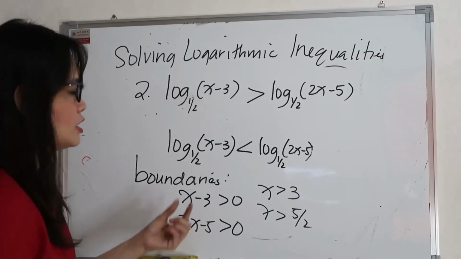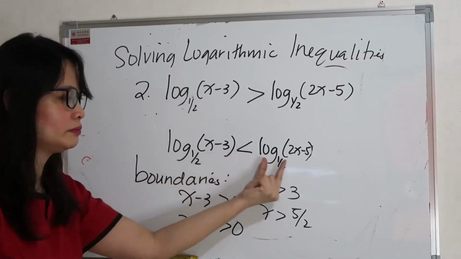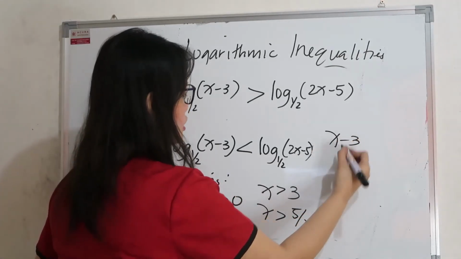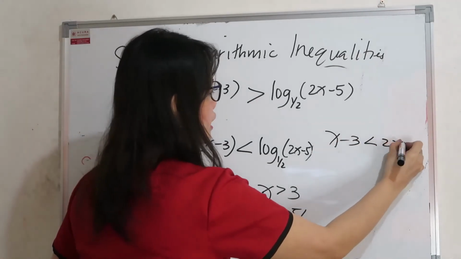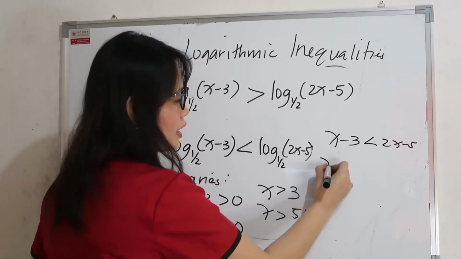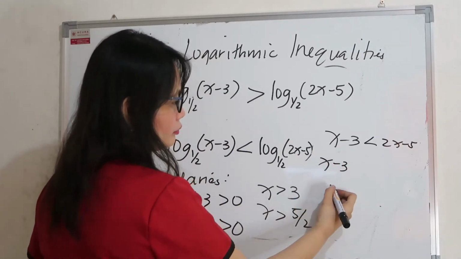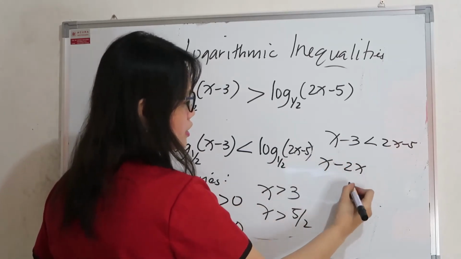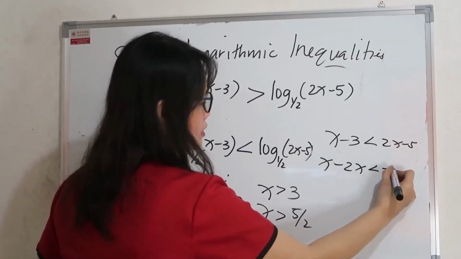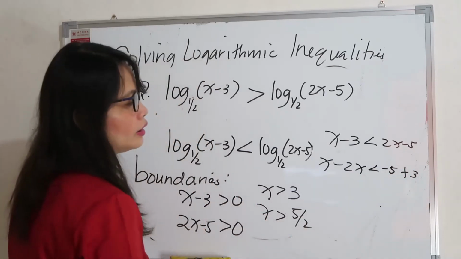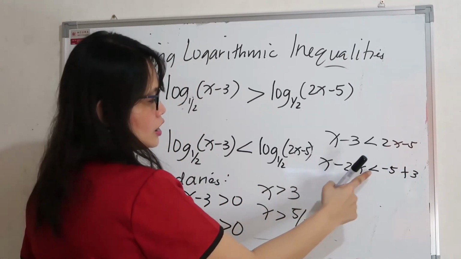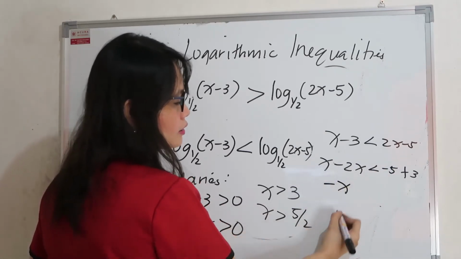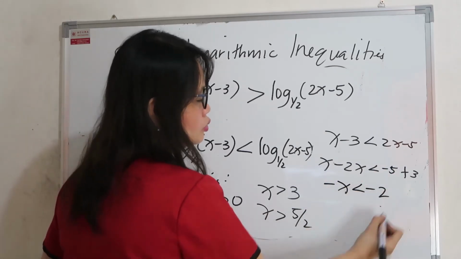Now, what's next? Since they have the same base, you can now perform the inequality. So we have x minus 3 less than 2x minus 5. Simplify: x minus 2x less than negative 5 plus 3. So you have negative x less than negative 2.